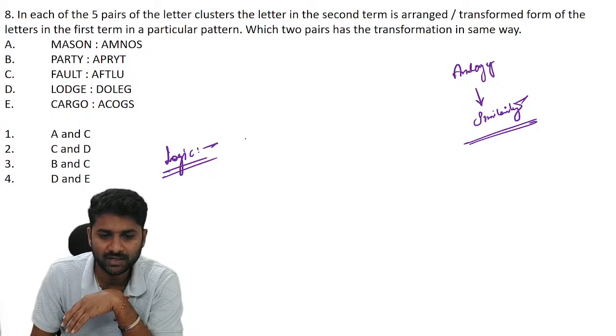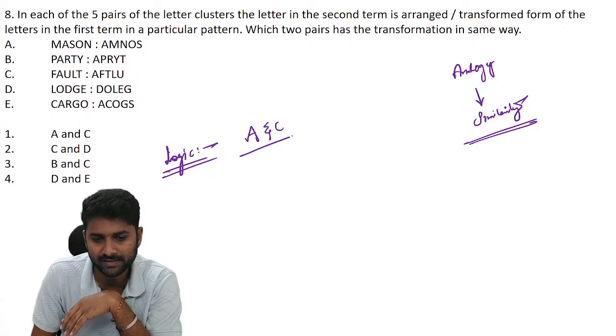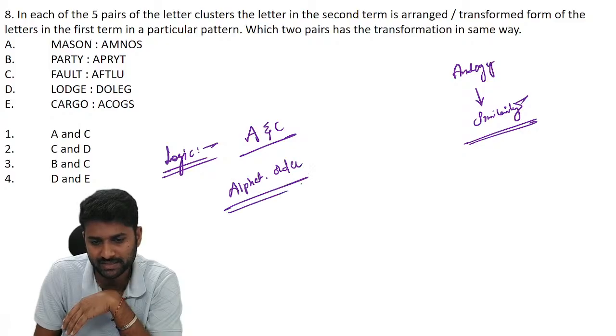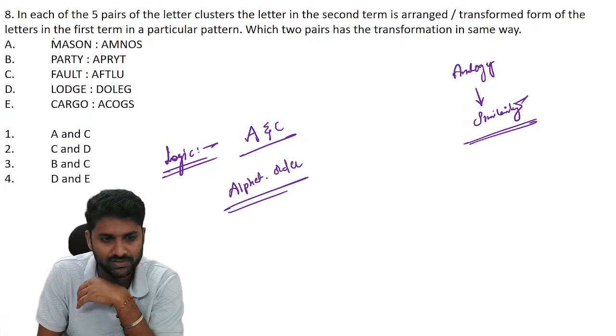Now observe, the correct answers are A and C. Why? Because in these pairs the given words are arranged in alphabetical order. Letters are arranged in alphabetical order. So MASON can be arranged as AMNOS.